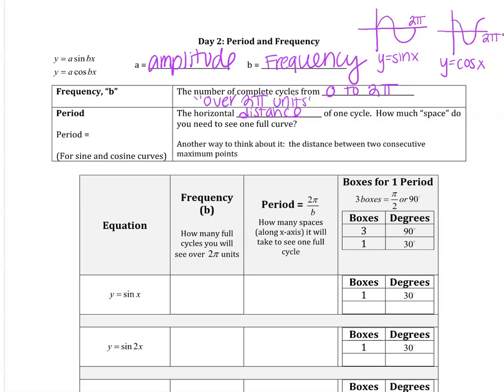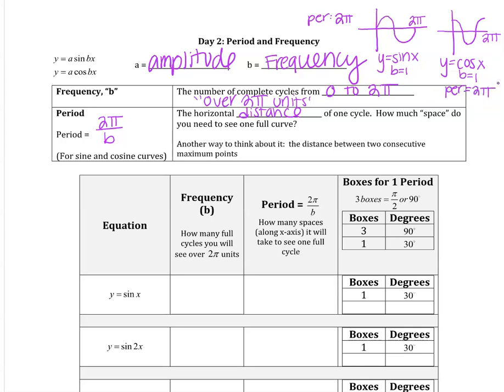Now we can compute the period of any graph by using the formula period equals 2 pi divided by the frequency. Okay, so for instance up here on these little sketches, the frequency is 1 for each of those, because again, you're seeing one full cycle over 2 pi units. And the period of each graph would be 2 pi, because if you do 2 pi divided by the frequency, aka 1, you would get 2 pi. Okay, same thing over here. Period equals 2 pi.